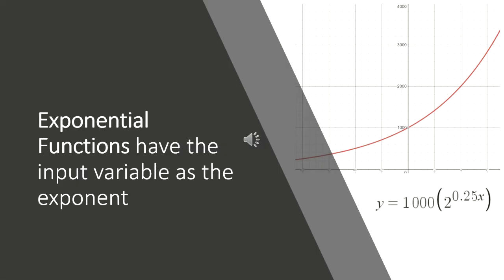Now think carefully about exponential functions. Exponential functions have that name because the input variable is in the exponent. So here we have an example where 1,000 is the coefficient. That coefficient is being multiplied by 2, and the 2 is being raised to a power or exponent of 0.25x. So my input variable is in the exponent.